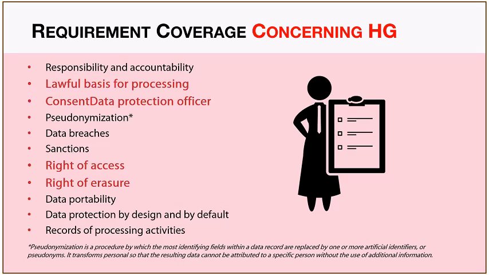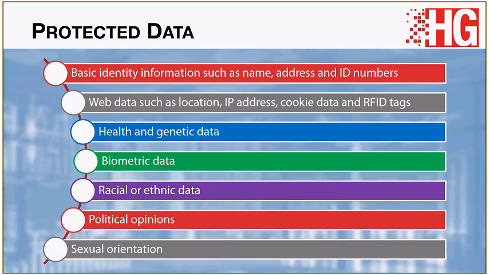It also has to do with how we log. Now, in GDPR, the types of information that are protected include things like basic identifying information, name, address, ID numbers, but it also can be location, which is something that we tend to do, IP addresses, and even things like cookie data and RFID tags. There's also health and genetic data, biometric data, racial and ethnic data, even political opinions and sexual orientation. Those are all the types of things that GDPR covers.